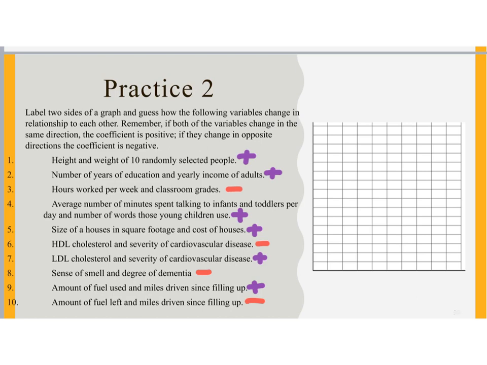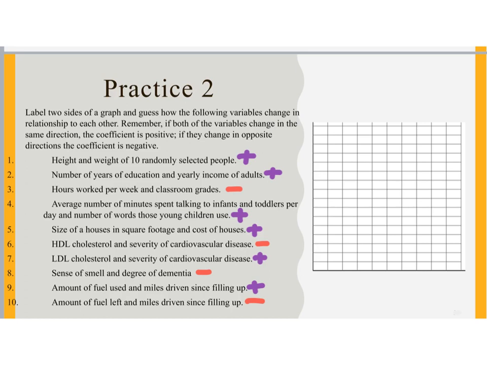For average number of minutes spent talking to infants and toddlers per day and number of words those children use, I expect a positive correlation, that the more exposed children are to language, the larger the vocabulary will be that they develop. Size of a house in square footage and cost of the house, I also expect to be positively related. The larger the house, the higher the price. The smaller the house, the lower the price.